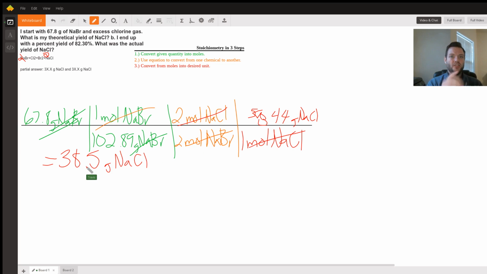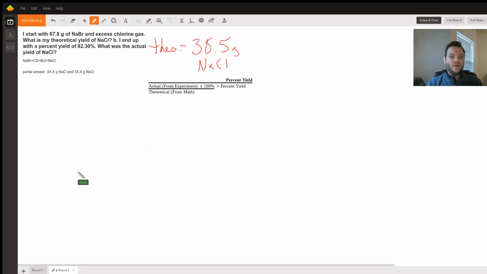That's the first question answered. The second part then involves percent yield. Percent yield is a measure of how good you are at performing your experiment. It is always the actual value, what we get from the experiment, divided by theoretical, what we get from the math, and then times 100% to get our percent yield. In this case, we actually know our percent yield as 82.30 and we know our theoretical of 38.5.